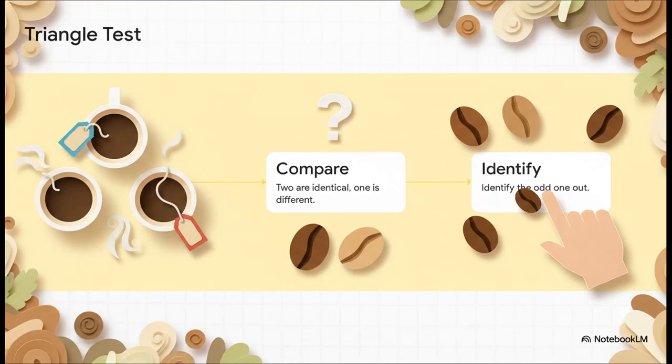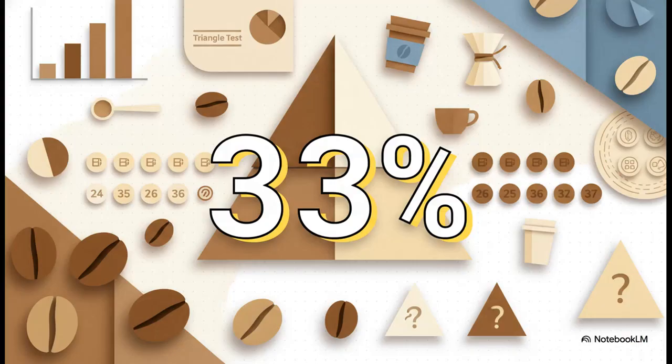So how do we get that data? One essential tool is the triangle test. The methodology here is brilliantly simple. You present a trained panelist with 3 coded samples in a specific order. 2 of those samples are identical, and 1 is different. The panelist simply has to identify the odd one out. Sounds easy, right? Well, the crucial point to remember here is 33%.